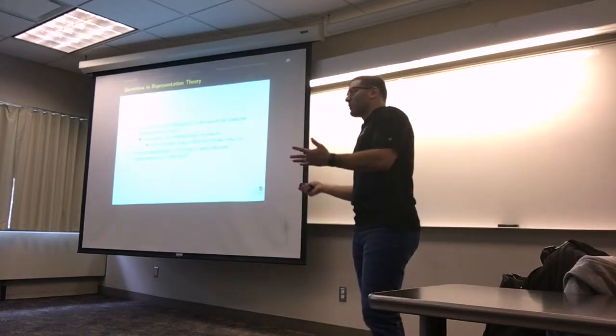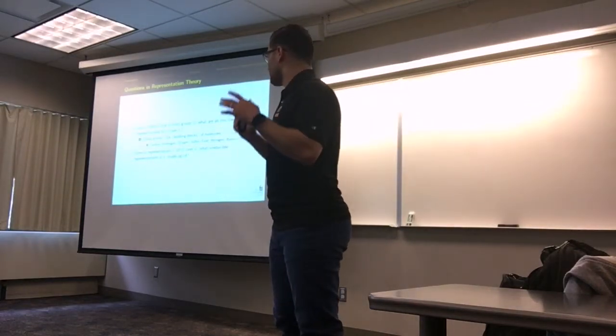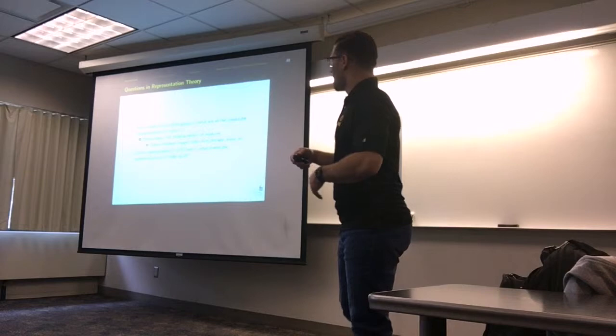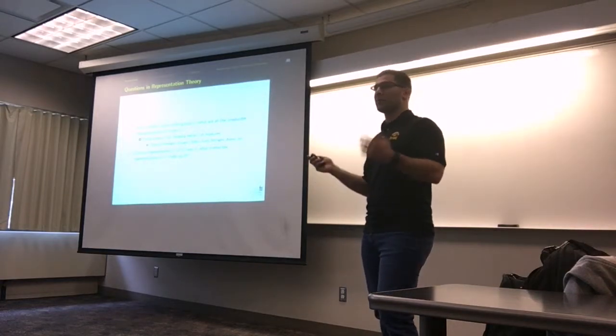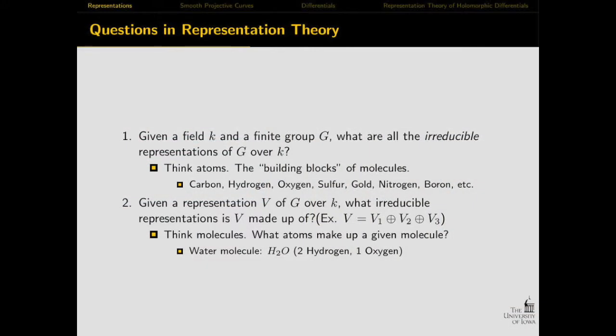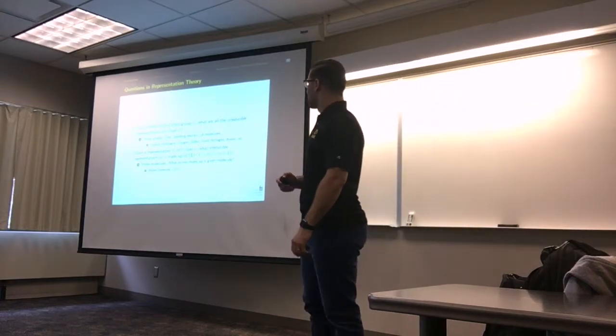All right. And the other question people like to ask, and this is what the latter half of my talk will discuss: if we're given a representation over a fixed field and a fixed group, what irreducible representations is it made up of? For example, maybe it decomposes as V1 plus V2 plus V3, and V1, V2, and V3 are all irreducible representations. How can I decompose it? Again, using the analogy of atoms, think molecules. What atoms make up a given molecule? Well, you have a water molecule, 2 hydrogen atoms, 1 oxygen atom, and I know completely what water is made up of. All right, so I'll pause again.